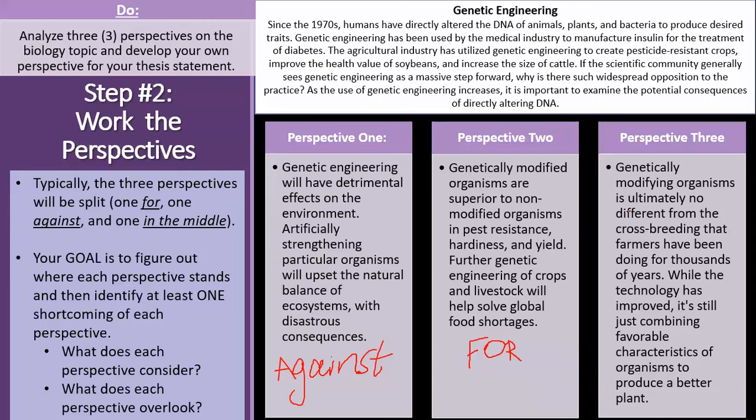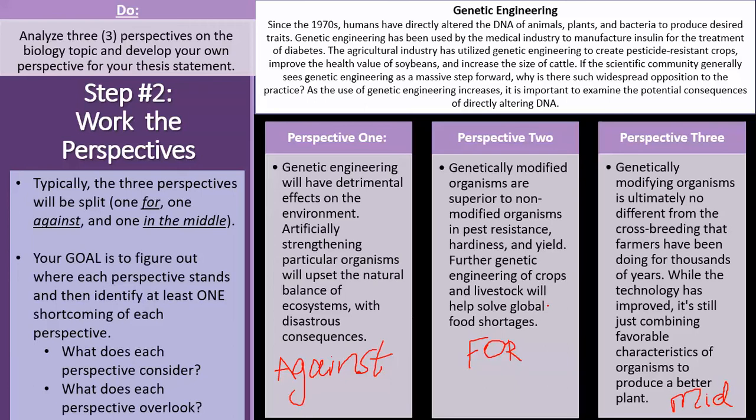Let's take a look at our third one. Genetically modifying organisms is ultimately no different from crossbreeding that farmers have been doing for thousands of years. While the technology has improved, it's still just combining favorable characteristics of organisms to produce a better plant. So this one's the one that's going to be in the middle. Okay, so I'm going to put mid on it. Okay, so we can see the one that is for, one that's against, and one that's in the middle.